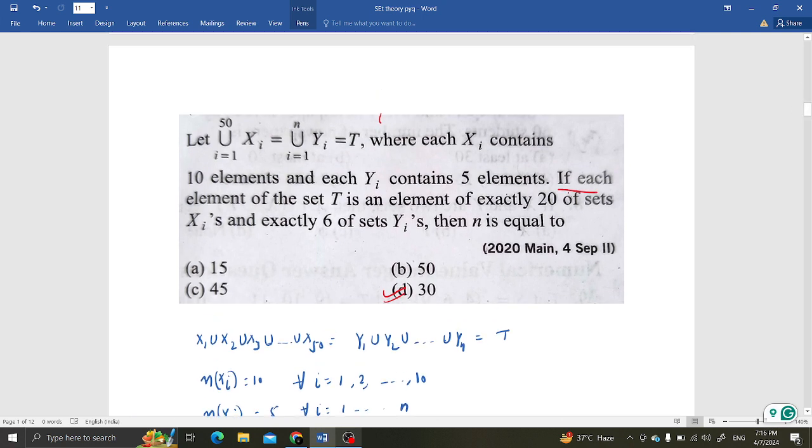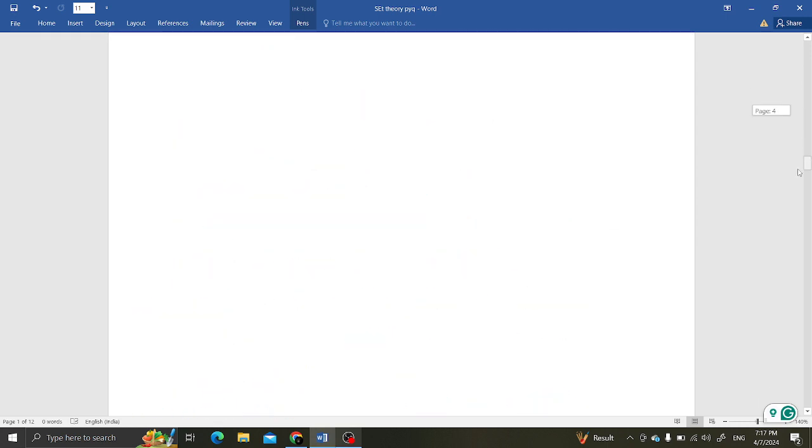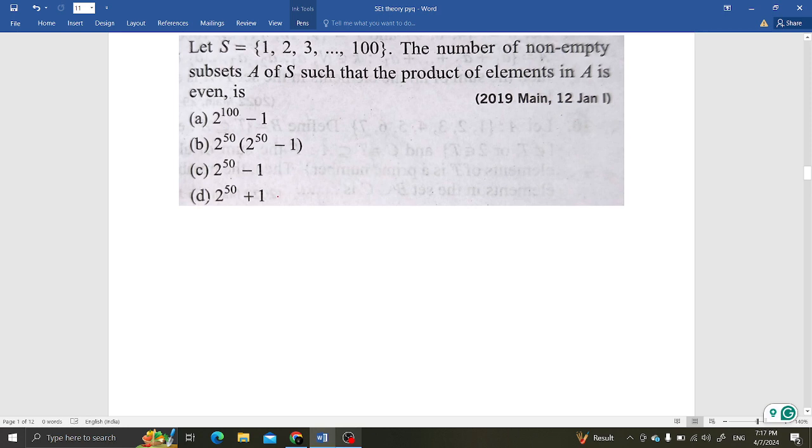What they are saying: each element of T is an element of exactly 20 sets of the xi's. That means each element, suppose I assume t belongs to T, this t is in X1 as well as in X2 and so on up to 20. So t is here, here and here also. If I directly multiply 50 by 10, then this t, I didn't take one time only, I took it 20 times. That's why I divide by 20. I hope you understand. If you still have any doubt, then you can comment. I will reply there. Move on to the next question.